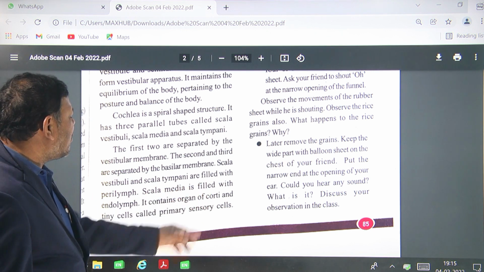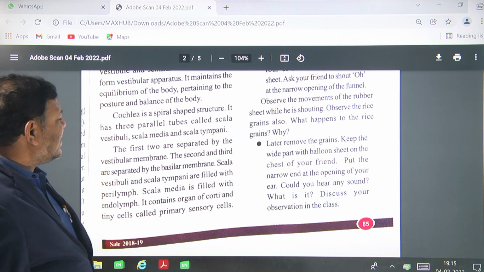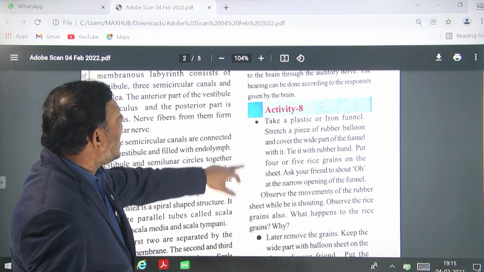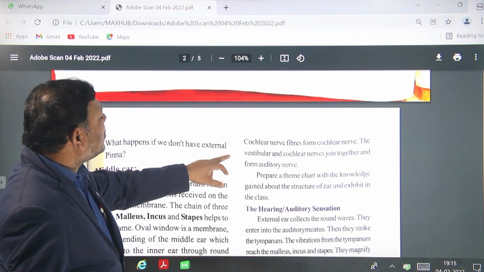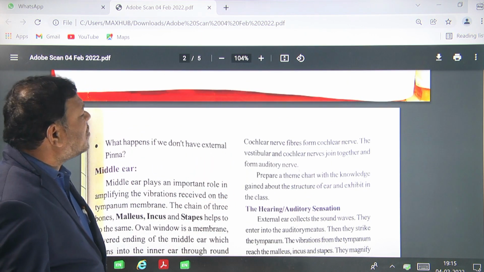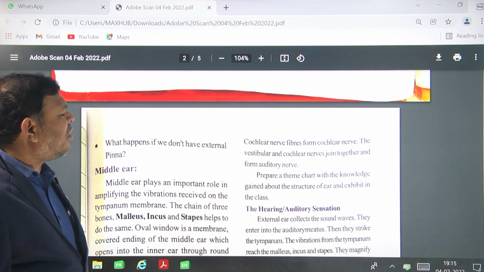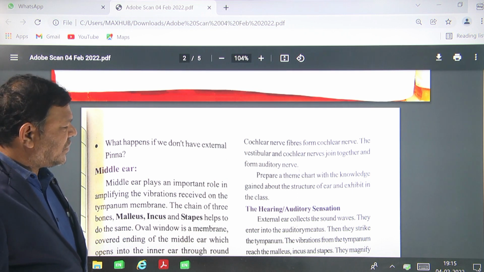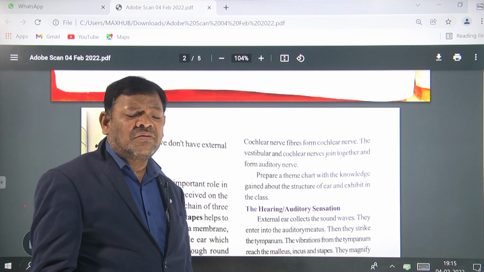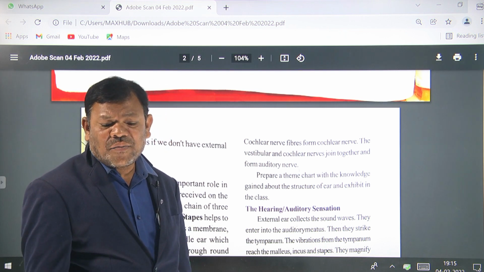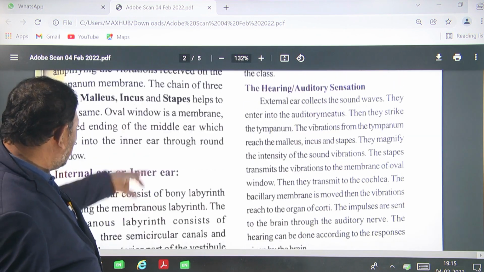It contains the organ of Corti and tiny cells called primary sensory cells. The cochlear nerve fibers form the cochlear nerve. The vestibular and cochlear nerves join together and form the auditory nerve. So with the help of the auditory nerve, the information is sent to the brain. Here, very important points are given.